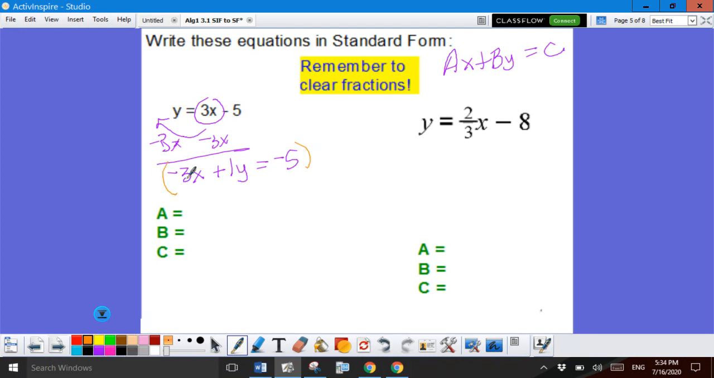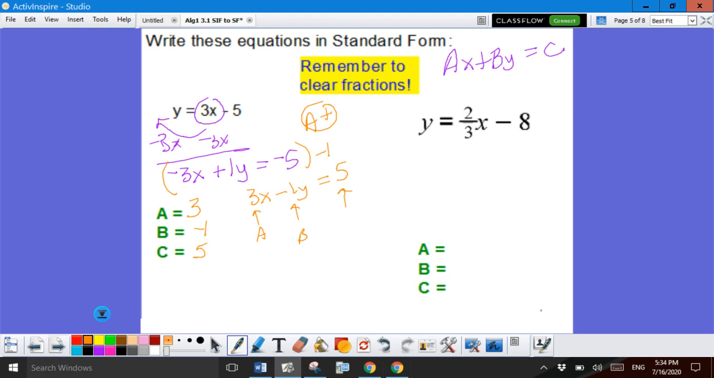And sometimes I will even see this in one more way. They might say a has to be positive. So I might have to multiply all of this by a negative 1, which is the best answer you can possibly get, and I come up with 3x minus y equals 5, which means a is 3, because that's my a, b is negative 1, and c is 5. Okay, c is 5.